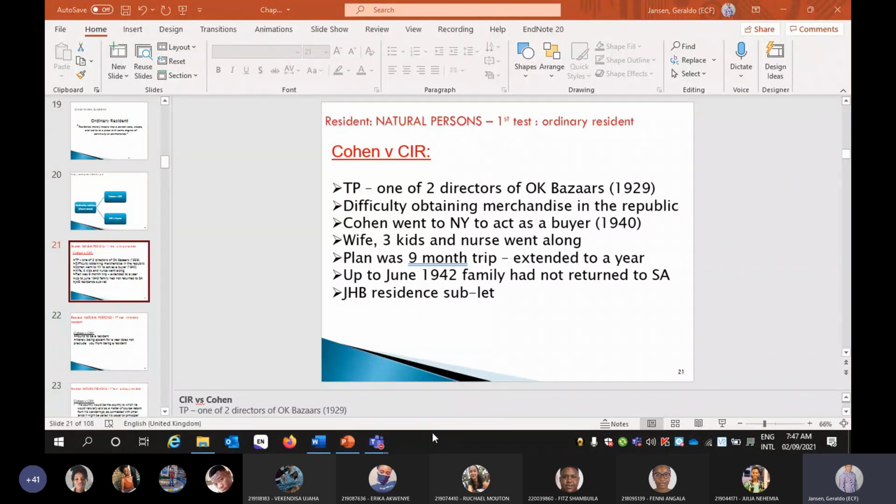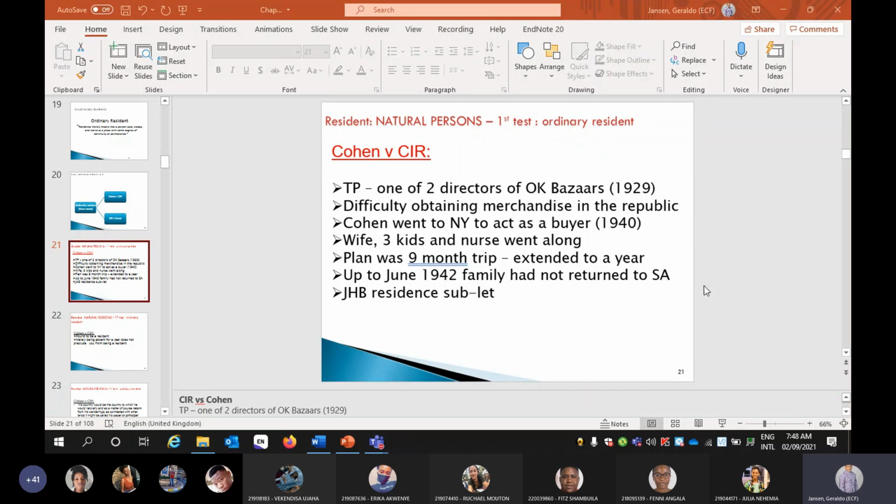So here, guys, TP stands for taxpayer. So the taxpayer was one of the two directors of OK Bazaar in 1929. Now, guys, this is beyond your time, but there was also an OK Bazaar in Namibia back then. When I grew up, I also know of this place, but anyway, and it was a South African franchise. So one of the two directors in 1929, and OK Bazaar found it difficult to actually obtain the inventory, the stock, the merchandise from an overseas company and to bring it into the Republic.